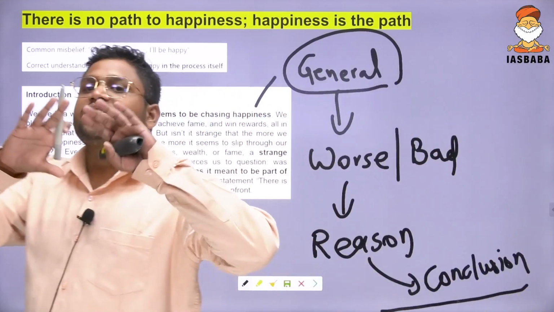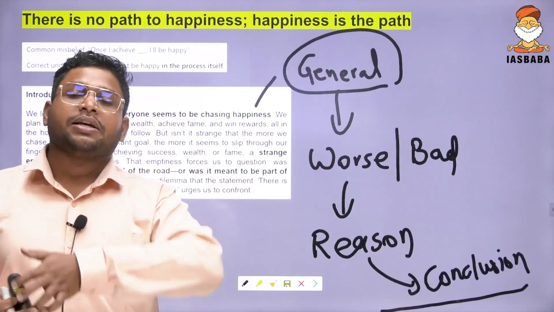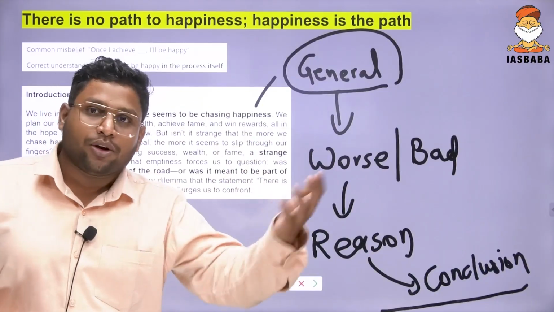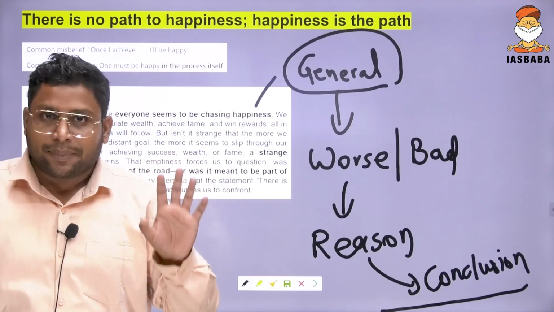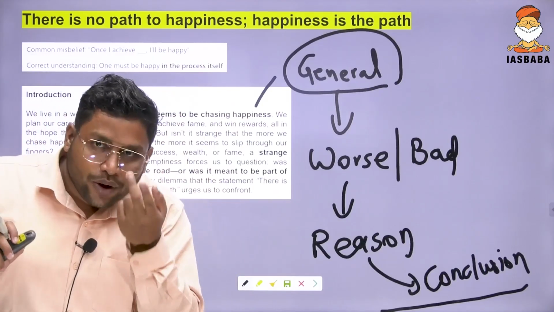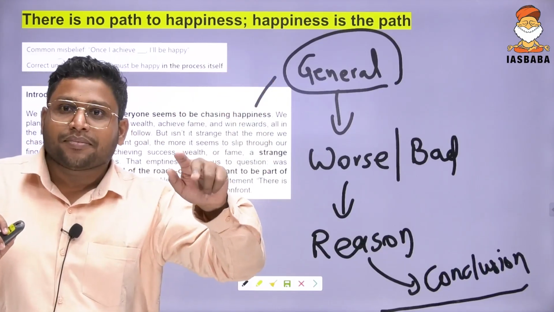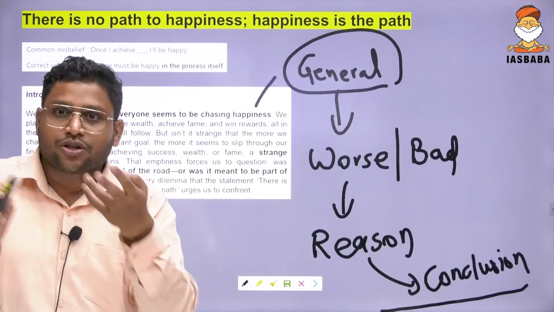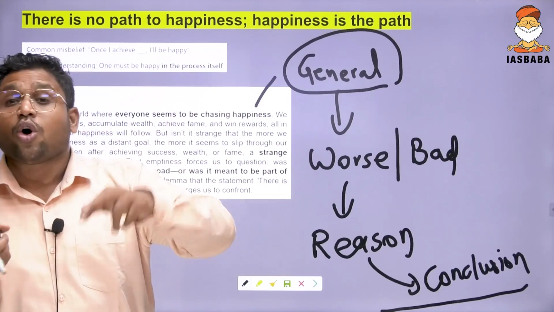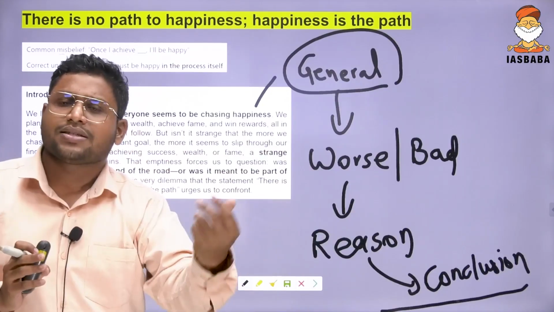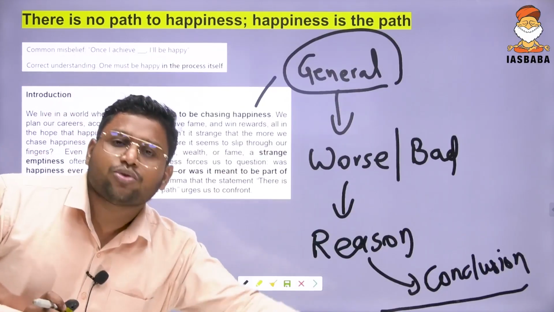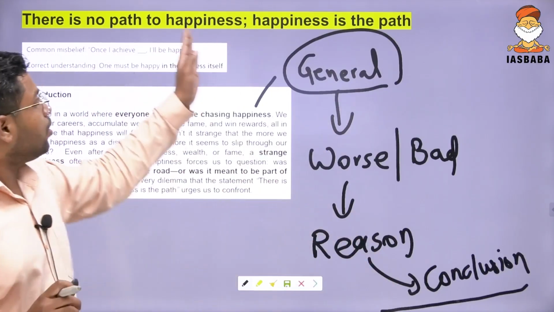You talk about what is generally happening. Generally, people are happy or people are seeking happiness. You made one general statement. Then you show where it is leading to the bad side. This general means everyone is going on the wrong track. Then you talk about why it is wrong, you mention why this is happening. And then you reach the solution part or conclusion part.